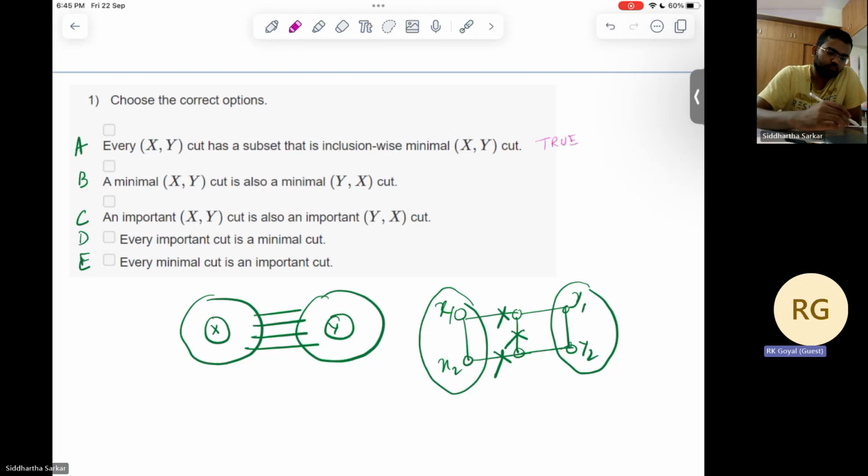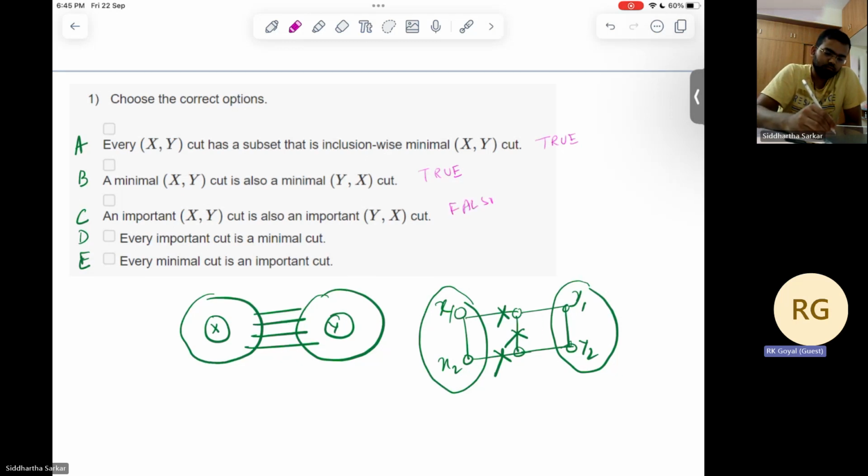And the second option, we have just discussed that a minimal XY cut is symmetric. So this is true. B is also true. And C is false, because this is the case of important cuts, and every important cut is a minimal cut. That has to be true. But not every minimal cut is an important cut. This is not necessary, and we saw this in the example. So this is false. Okay, so got everything right. Let's move to the next question.